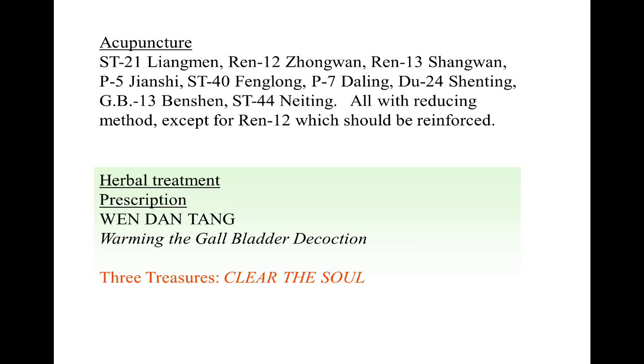There is a famous, great formula, Wen Dan Tang, a formula from Sun Si Miao, which has the strange name of Warming the Gallbladder Decoction. We don't have time to go into the explanation of the name. But it is a formula for phlegm-heat, both of the lungs, of the heart, and also the stomach, as it is in this case.